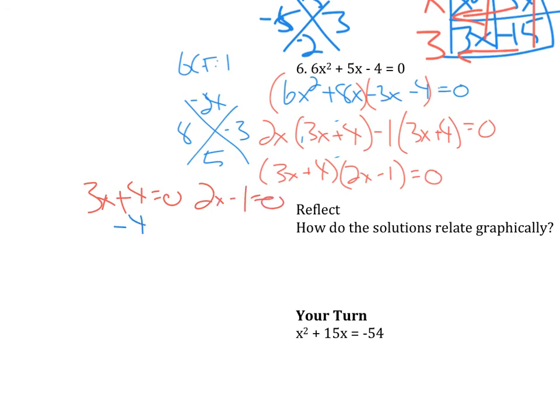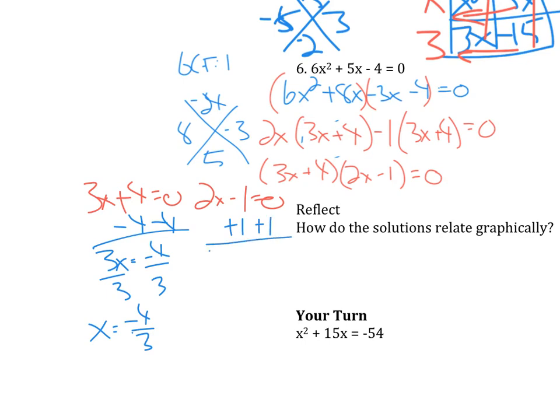Solve. I'm going to subtract 4. I get 3x equals negative 4. Divide by 3. And x equals negative 4/3. Add 1. And we get 2x equals 1, divide by 2, and x equals 1/2. And so then there's our answer to number 6.